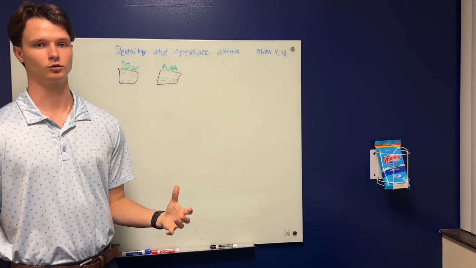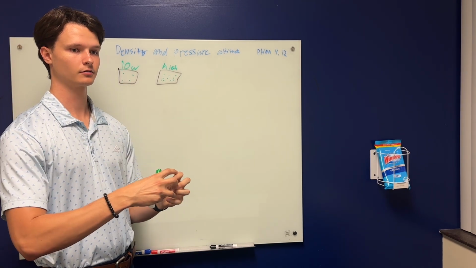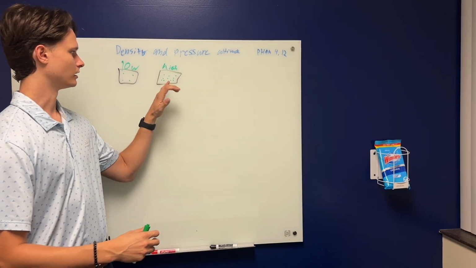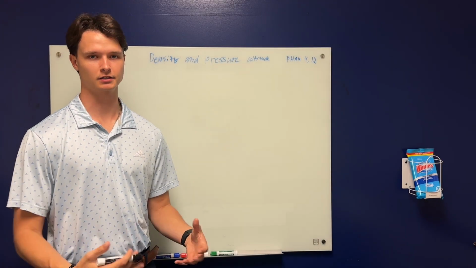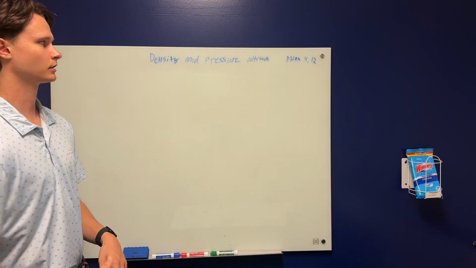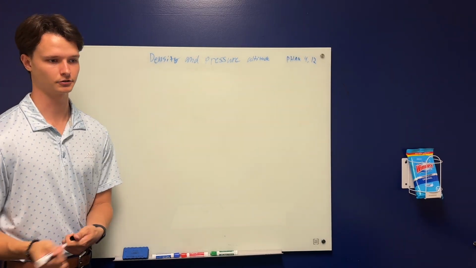As the air begins to cool back down, they will slow down, compact a little bit tighter, and we get a high density. So now that we understand a little bit about density and how that affects our aircraft, the next thing that we're going to want to talk about is pressure altitude.